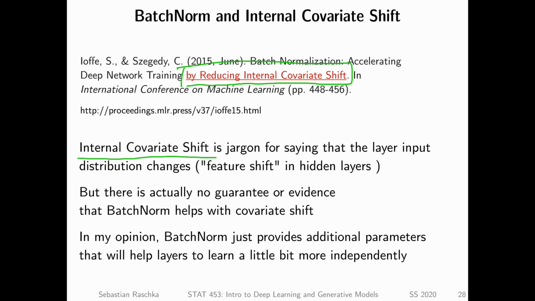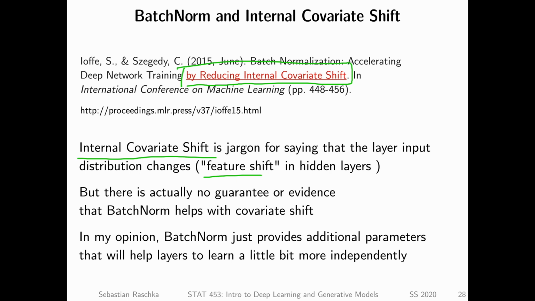And internal covariate shift, this is again another jargon term in deep learning. Here this means simply that the features shift or change during training in the hidden layers. So during training, there are changes in the distribution of the different features. But there are also other papers debating that this is really why batch normalization helps. So it's a little bit controversial.